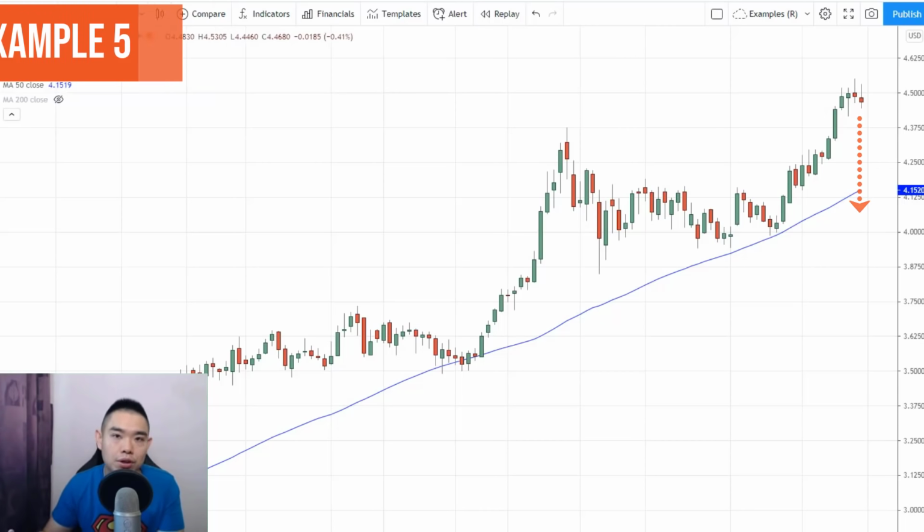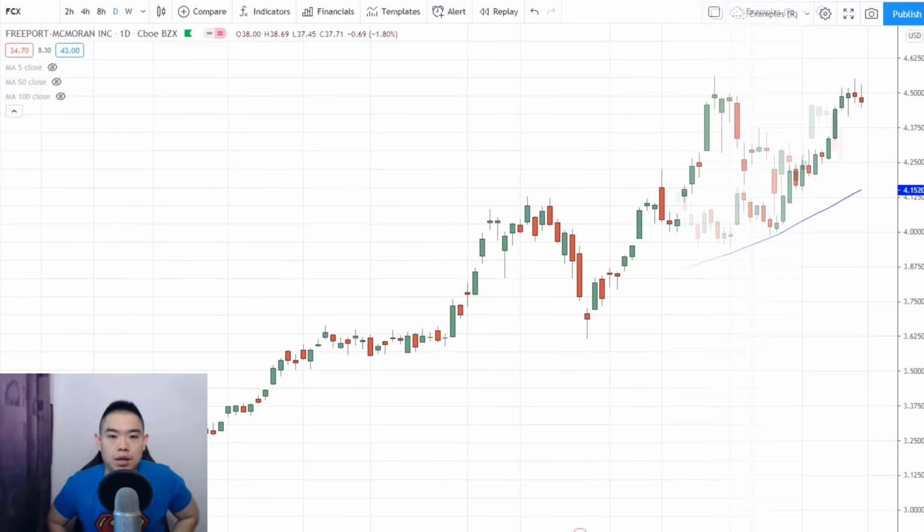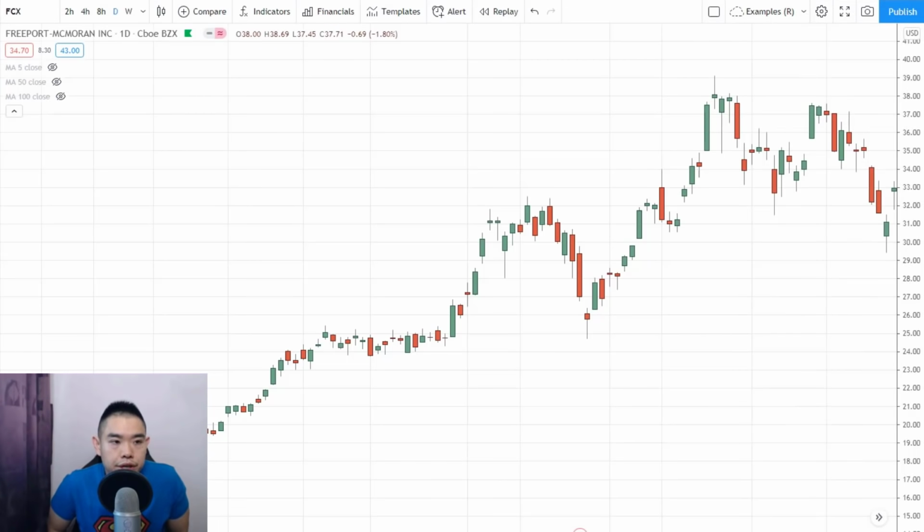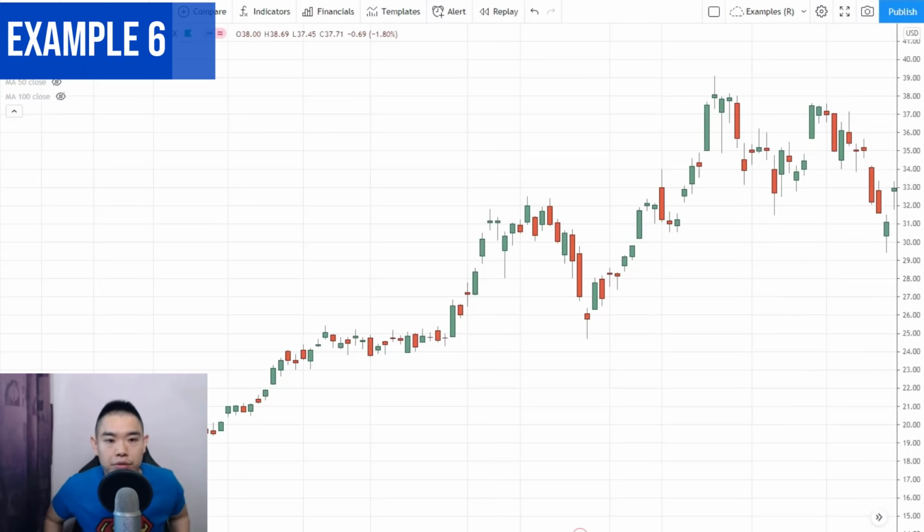Now, moving on to another example. Okay, so this one here is a stock trading example, and the reason why I'm sharing this with you is to let you know that the concepts, the strategies and techniques that you've learned can be applied right across different markets: forex, stocks, commodities, futures, etc. So this stock here is FCX, the ticker.